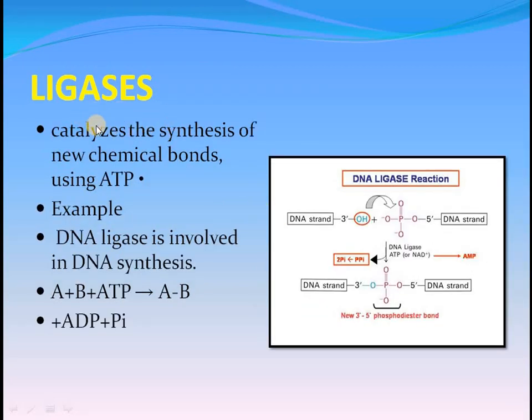Now the next is ligases. Basically, it catalyzes the synthesis of new chemical bonds using ATP. For example, DNA ligase is involved in DNA synthesis. Here is the general formula. Reactants A, B using the ATP convert into product A and B, and ATP is converted into ADP with the release of inorganic phosphate.